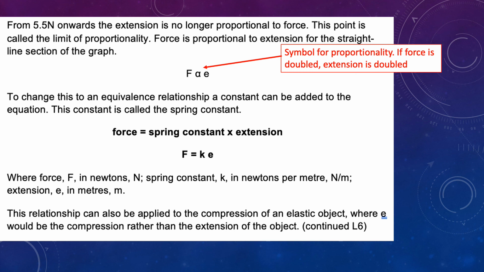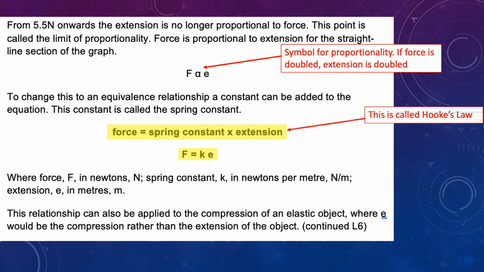To change this to an equivalence relationship, a constant can be added to the equation, and we call that the spring constant. We denote the spring constant by the letter k, a lowercase k. All right, so here's your new formula. Unfortunately, you're not going to get this on your GCSE, so you do have to remember it. It is an easy one. It's just F equals k times e. And there is a name for this equation, and that's called Hooke's law.